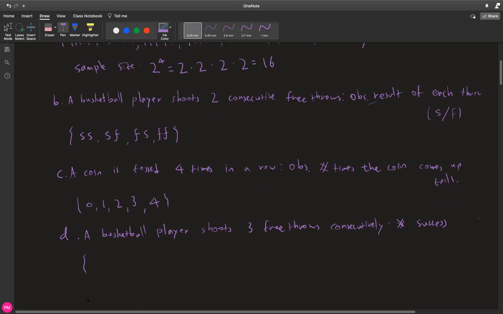So out of the 3 free throws, the player can make all 3. So that'll be 3 goals. Can only make 2. And also can only make 1. And lastly, the player may miss everything. And that's it. That's really all you're being asked.